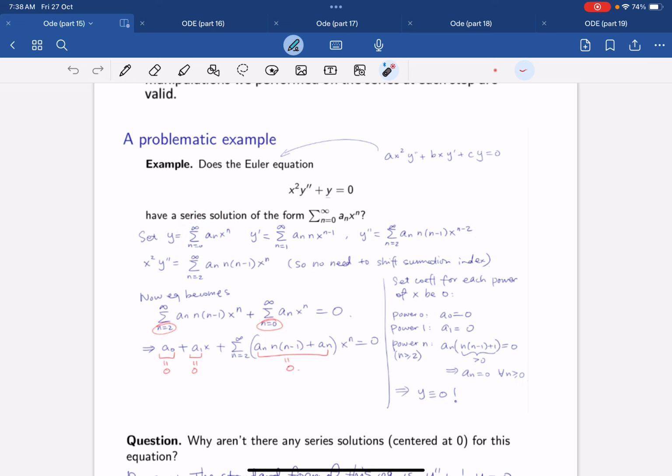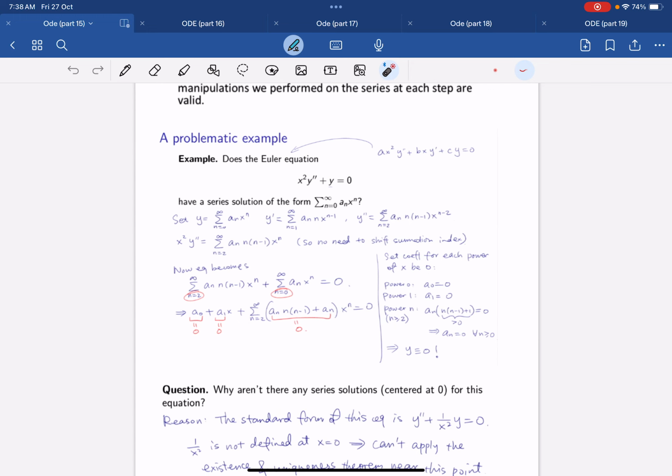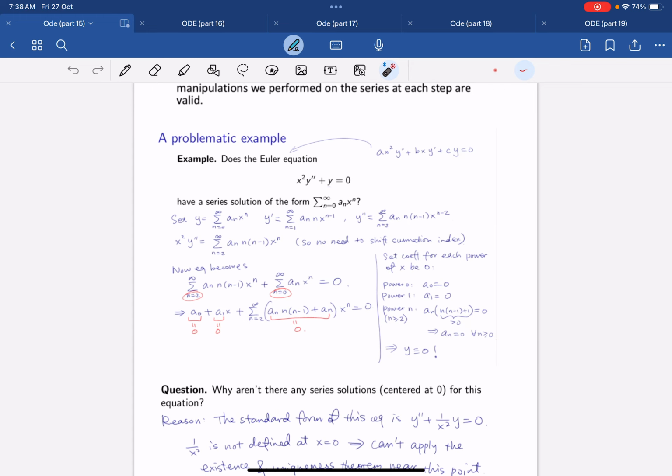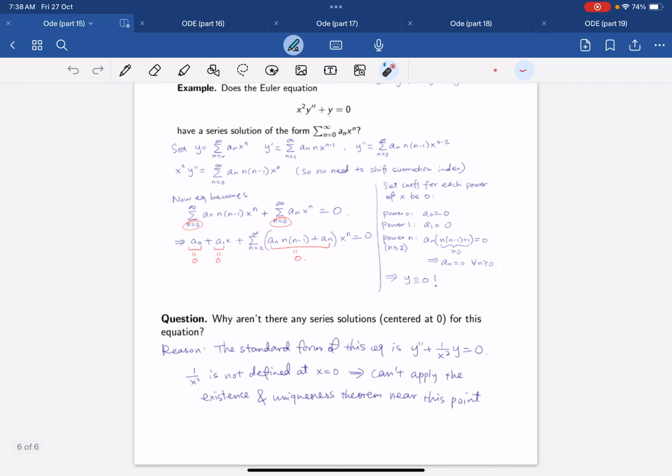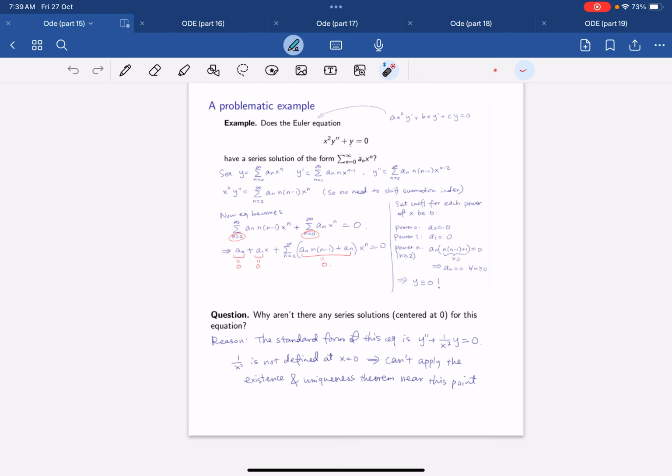But that's not possible, because y equals 0 is not the series solution. So now we ask ourselves, why aren't there any series solutions to this equation? The reason is that when you convert it to standard form, we see that this is not analytic at 0. And so the existence and uniqueness theorem doesn't apply, which prevents us from even finding a solution.